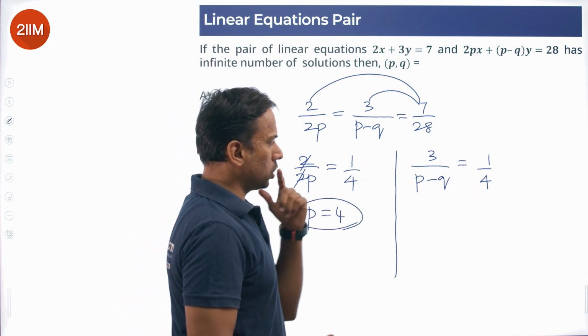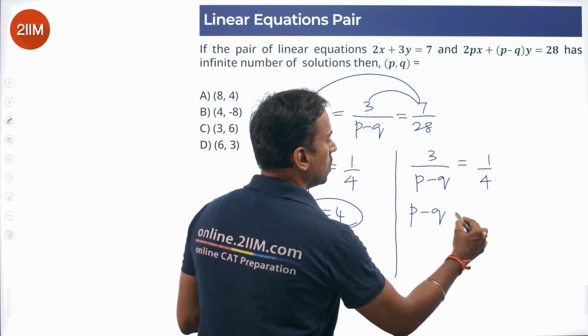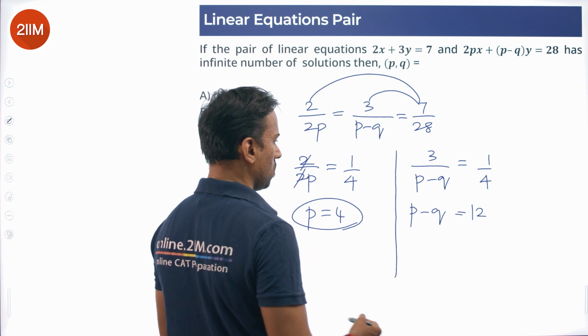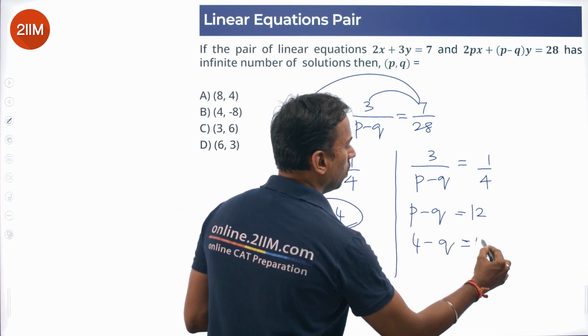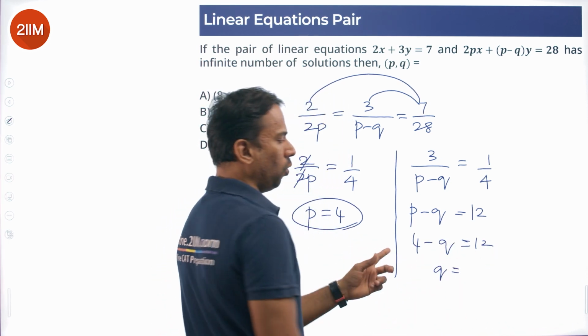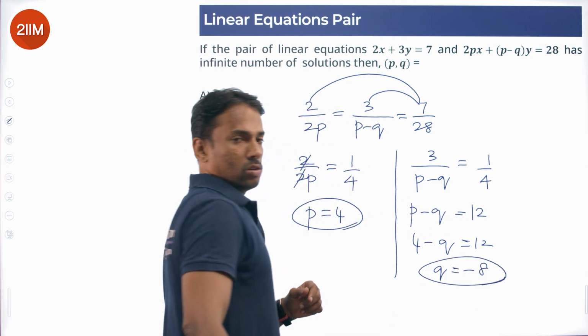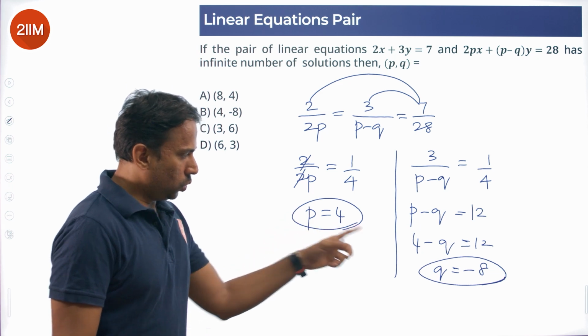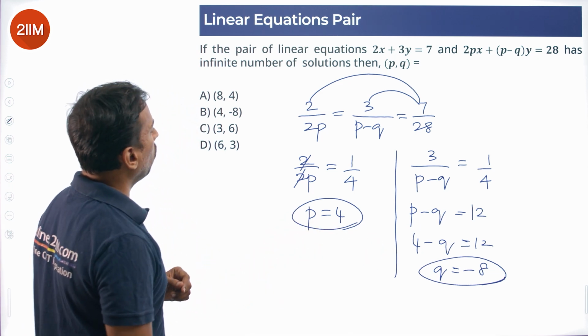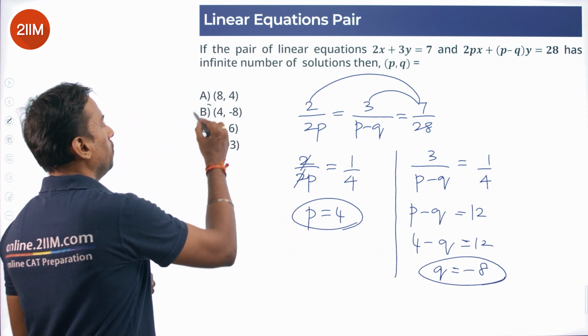Here, cross multiplying, p - q is equal to 3 fours are 12. That means 4 - q is 12, or q is equal to 4 - 12, which is -8. So p is 4, q is -8. Our answer has to be (4, -8), which is in option B.